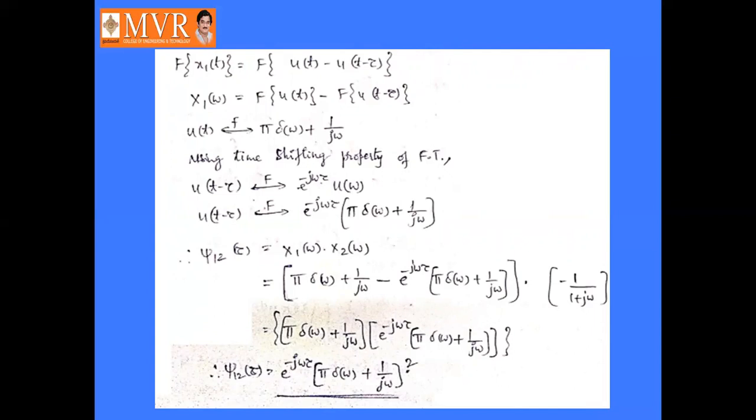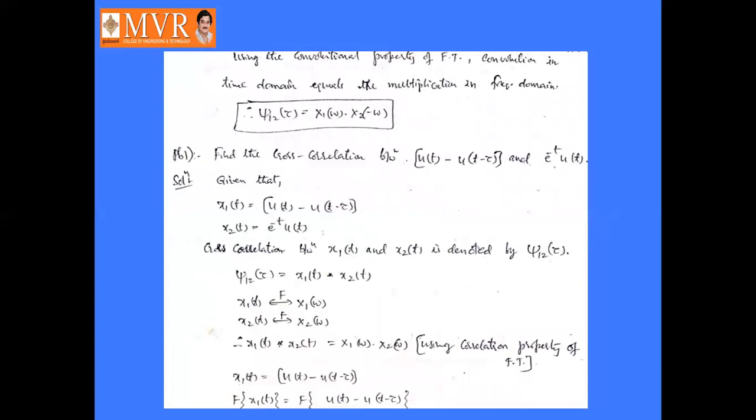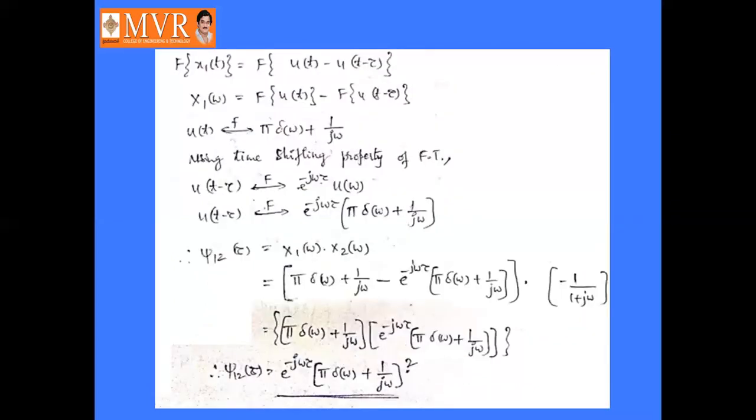Using the time shifting property of the Fourier transform, u of t minus tau is equal to e power minus j omega tau into U of omega, which is nothing but e power minus j omega tau times pi delta of omega plus 1 by j omega. Now J12 of tau is equal to X1 of omega into X2 of omega. So X1 of omega is pi delta of omega plus 1 by j omega minus e power minus j omega tau into pi delta of omega plus 1 by j omega, and X2 of omega for e power minus t u of t is 1 by j omega.